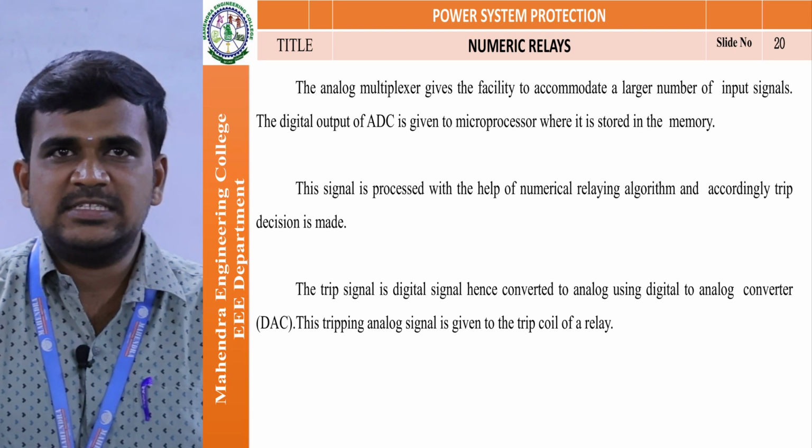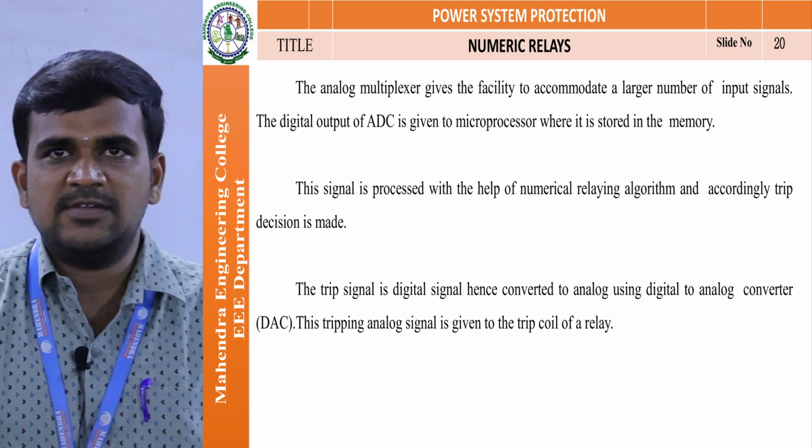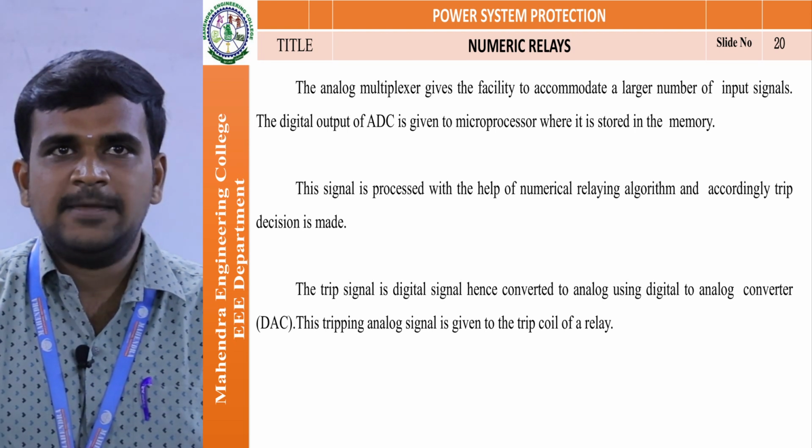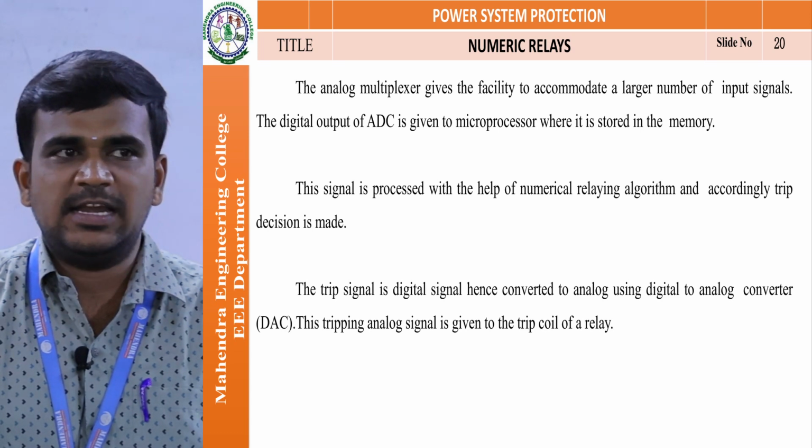The trip signal is a digital signal, hence it is converted to analog using a digital to analog converter, DAC. This tripping analog signal is given to the trip coil of the relay.